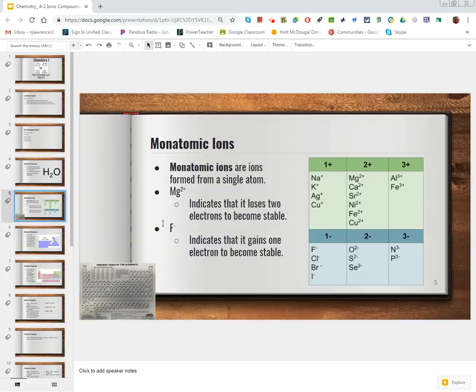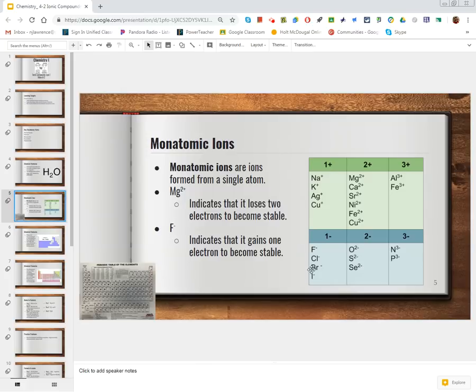The opposite of that is our anion. So remember, Mg2+ is an example of a cation, a positive charge ion. F- is an anion. It indicates that fluorine gained an electron to become stable, to obey the octet rule. And so that negative charge here means that it's not fluorine anymore, but it's actually called fluoride now with that negative charge. And that's what we're looking at.